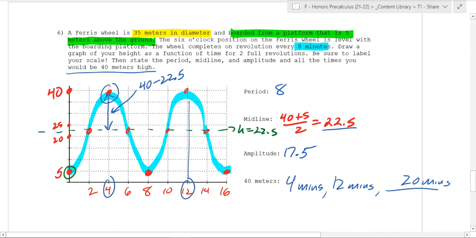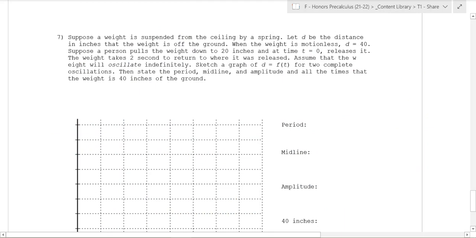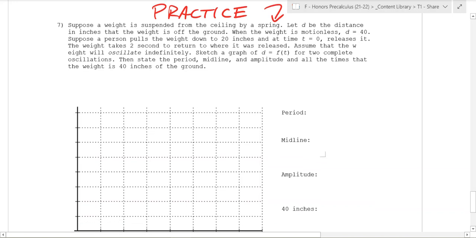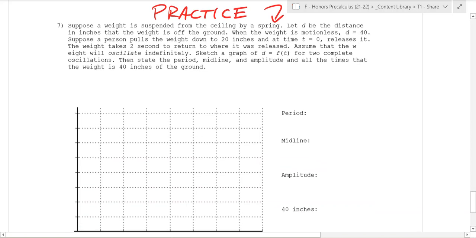If you need a further picture of what this looks like, you have a Ferris wheel, and then it's on a platform that is 5 meters high. And then this was a diameter of 35. And you're getting on right here, and you're going around. I would highly recommend, if you want more practice, to try this one, which is in your handouts right here. Suppose a weight is suspended by a ceiling in a spring. See if you can fill this one in for extra practice.